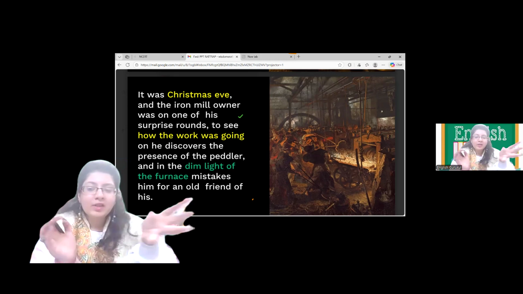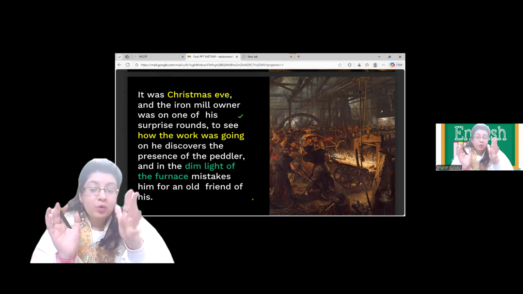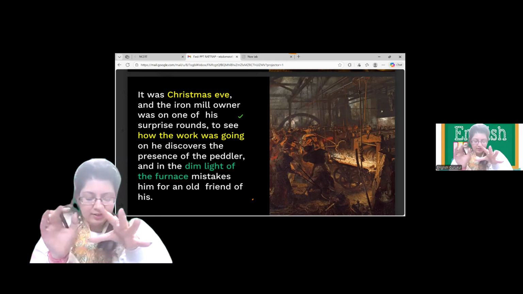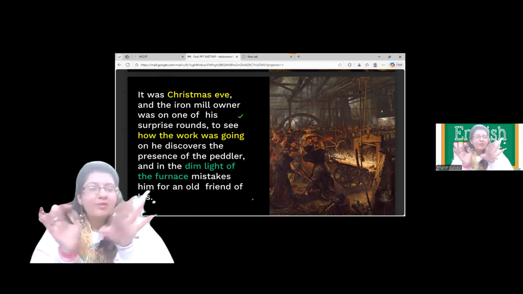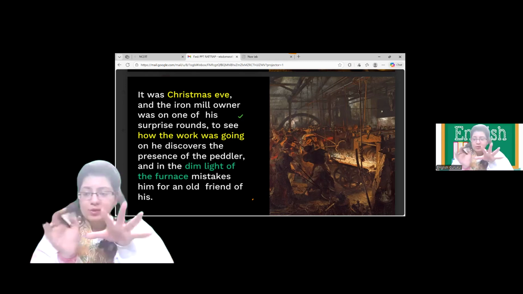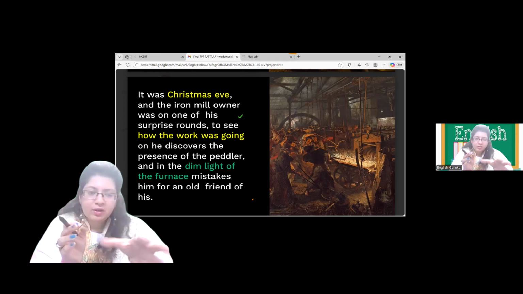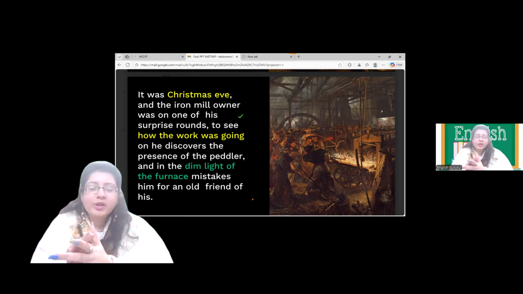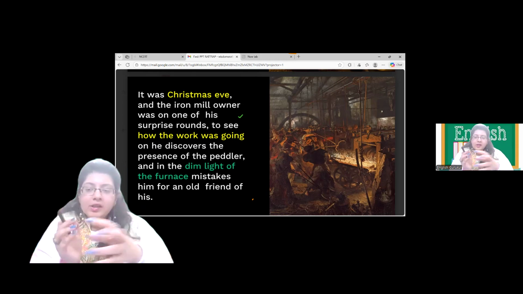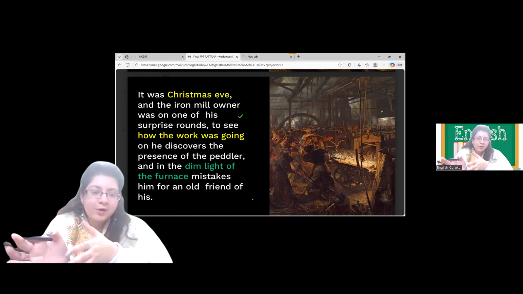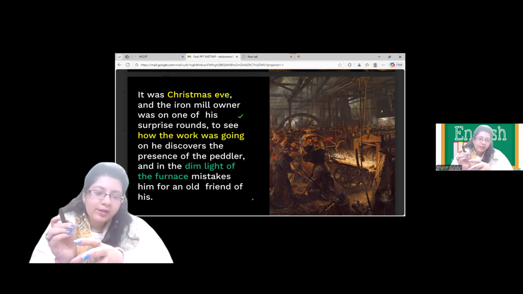Now you will see that it was Christmas Eve, and the owner of that iron mill where the peddler was resting and lying down, had laid off his hands and legs like that because he was feeling very sleepy. The iron mill owner was on his surprise rounds, to check whether machines are working properly, people are working properly, everything is happening or not. Like in your schools also you do have surprise rounds by the authorities. They take rounds to check whether everything is happening in its place and in its order. So to see how the work was going on, he discovers the presence of the peddler.